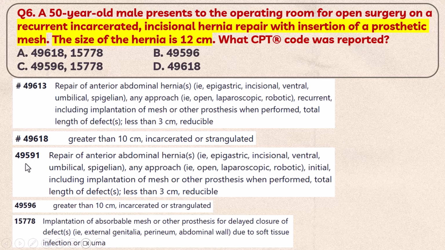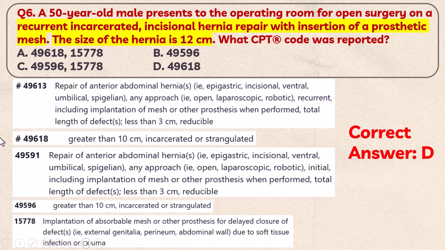When you check other codes, 49,591 is repair of anterior abdominal hernia, initial, including implantation of mesh. So here it is an initial hernia, but in our case it's a recurrent one. So recurrent is coded in the other code. When you check 15,778, that is implantation of absorbable mesh, so that's a separate procedure. But these codes include mesh also. So the correct answer will be answer D, that is 49,618. This code you have to read with the previous code.